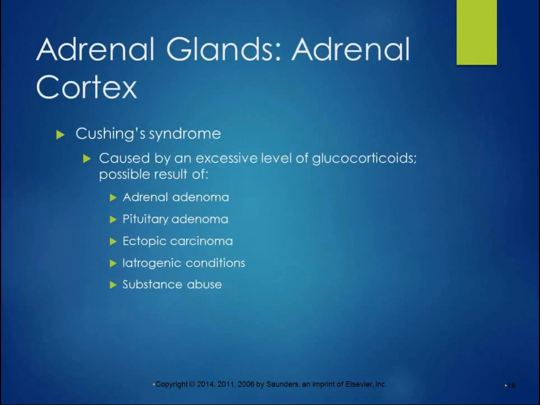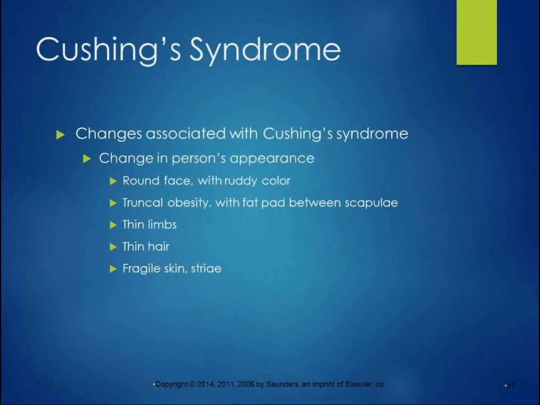So Cushing's syndrome is caused by an excess level of glucocorticoids from adrenal pituitary adenomas and ectopic carcinoma, so another carcinoma that is excreting excess glucocorticoids, iatrogenic conditions, so things caused by other treatments, other medications, or substance abuse can cause Cushing's syndrome. So a lot of times someone's face becomes round. Sometimes they'll call it a moon face with a ruddy color. Truncal obesity with a fat pad between the scapulae, thin limbs, thin hair, and fragile skin.